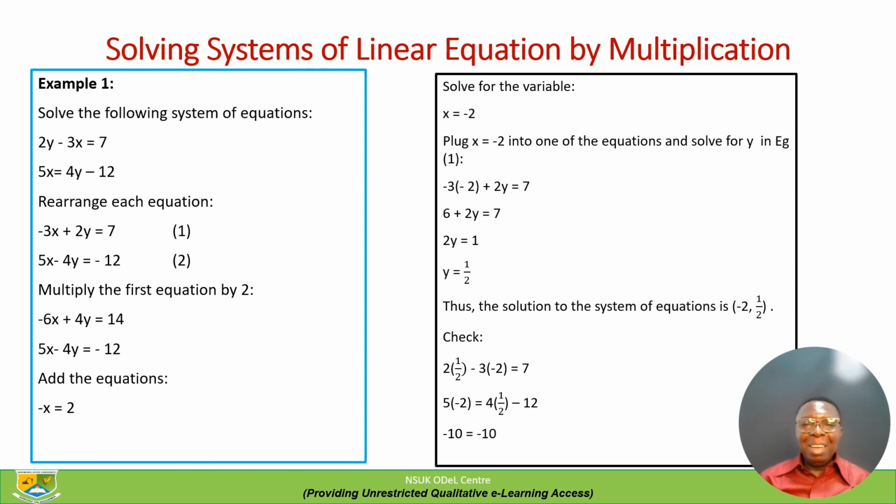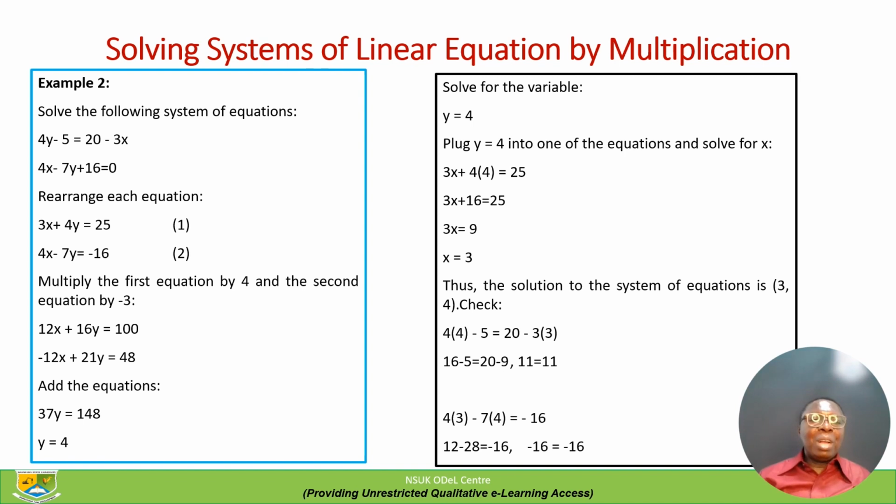Are you getting it? So let's check this result and see. If you say 2 times 1 over 2 minus 3 times minus 2, it equals 7. Therefore, 5 times minus 2 minus 4 times 1 over 2 is equal to minus 12. Therefore, you will have minus 10 is equal to minus 10.